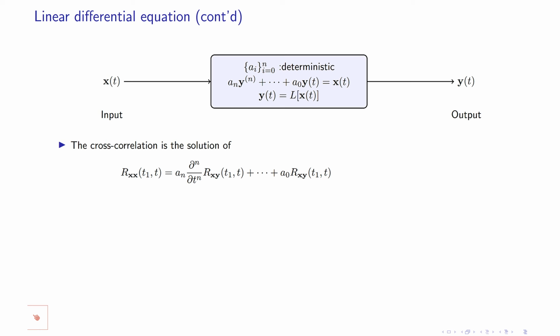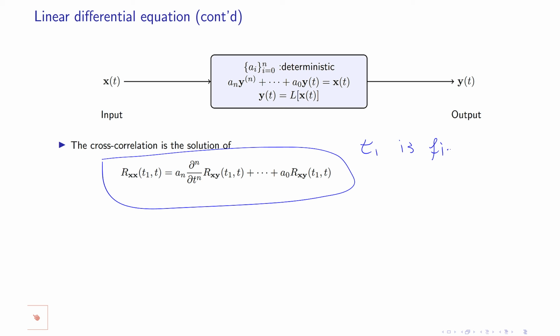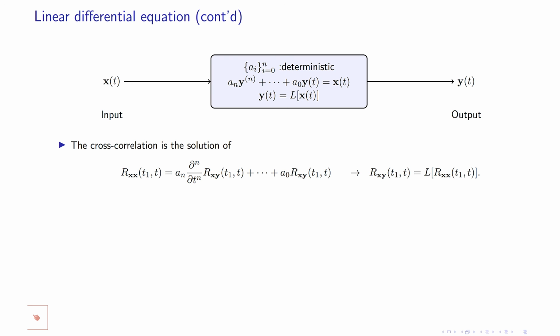So the cross correlation between input and output is a solution of this differential equation, the same differential equation we had. But remember that here I keep t1 fixed, a fixed number. I solved the differential equation for t. So the output is the response of the system to this autocorrelation function. So for the input autocorrelation function, the response gives you this one.